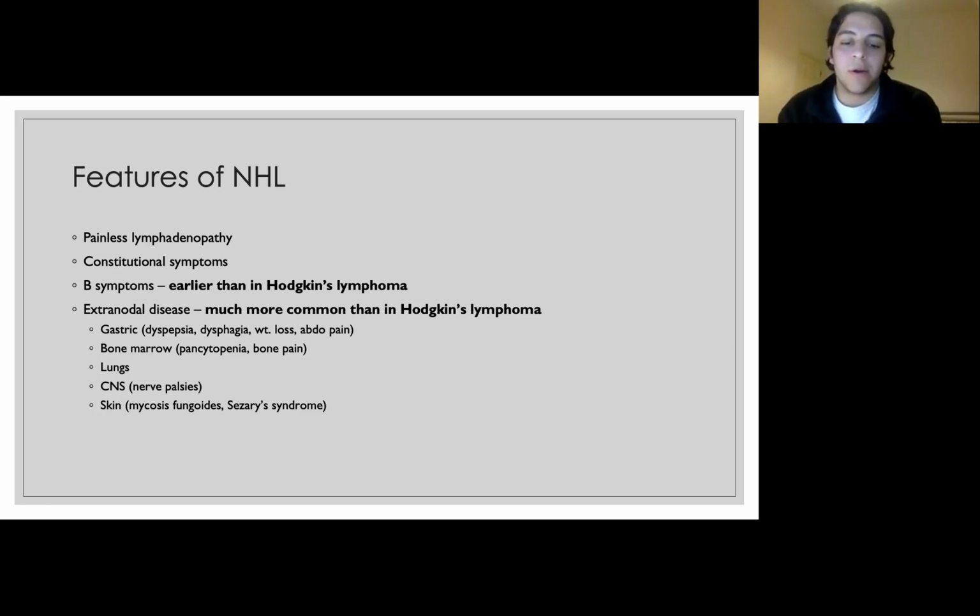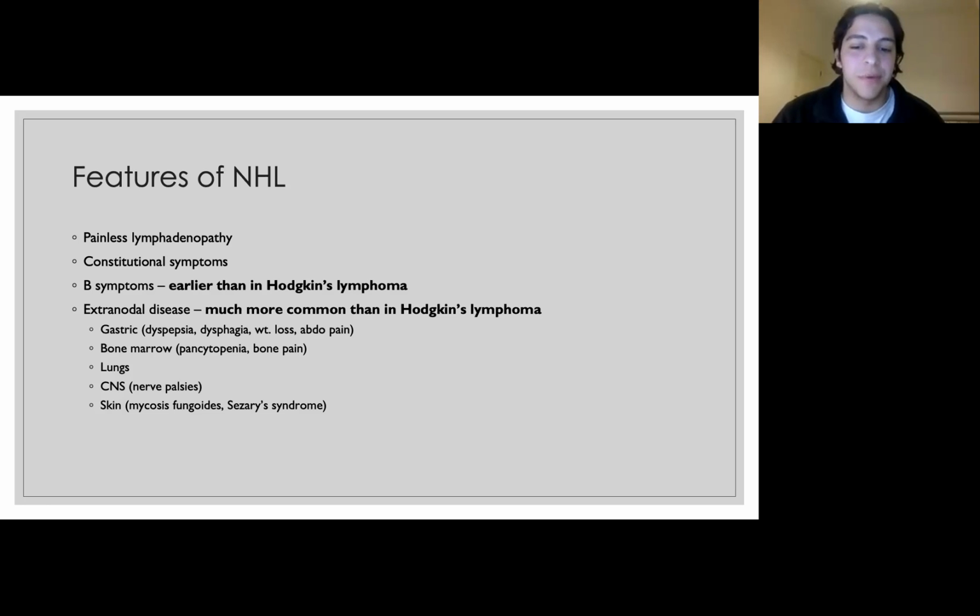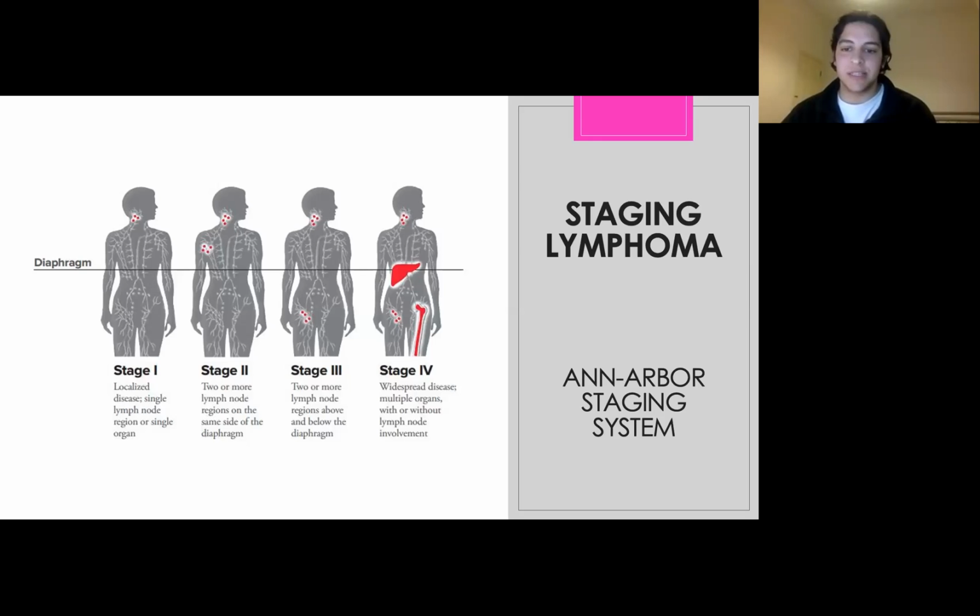Does anyone know how we stage lymphomas? What staging system is used? Pop down in the chat. So it looks like people in the chat know, but they can't remember the name of it. Okay, fine. So it's called the Ann Arbor staging system. This is used for all types of lymphomas, and there are 4 different stages.